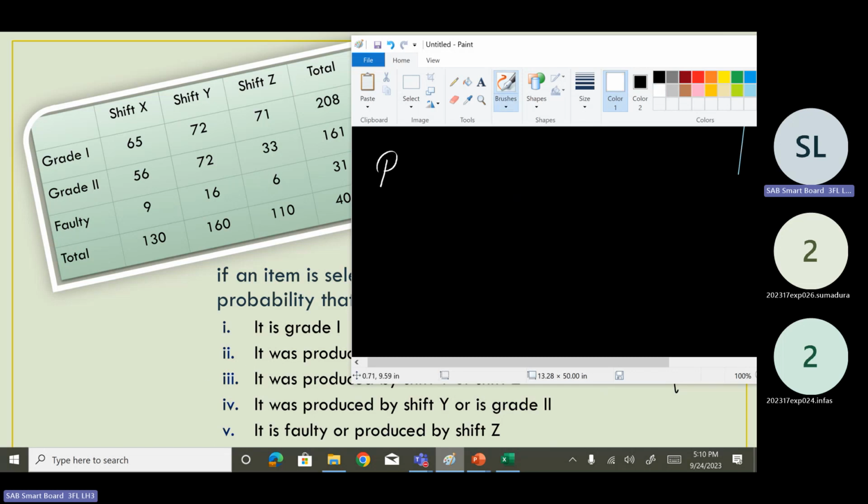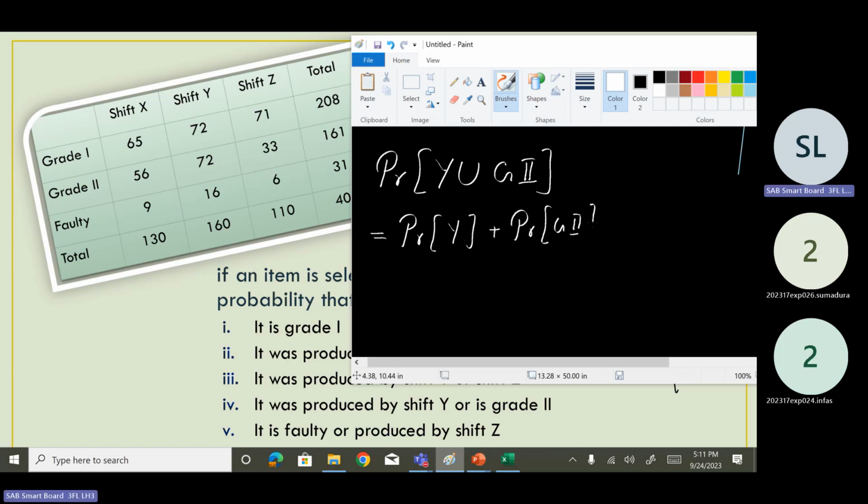So probability of Y or G2, produced by shift Y or grade 2. It is a union probability. No restriction, you can apply the addition rule. Probability of Y plus probability of G2 minus probability of Y and G2.